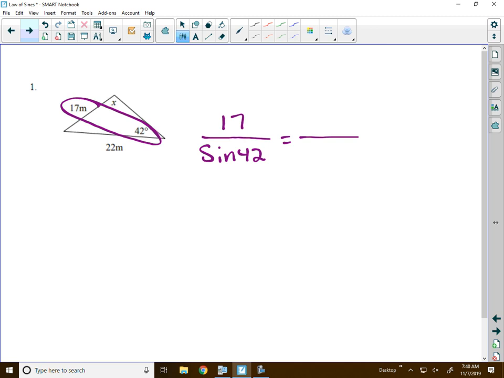What's my second fraction going to look like? 22 over sine x. Good. See if you can solve. Use the second question that we did together to help you because you're going to be solving for an angle. So use that if you need some help.